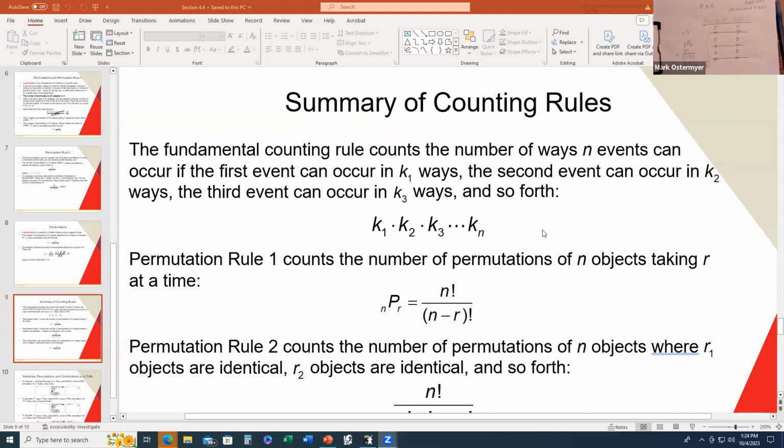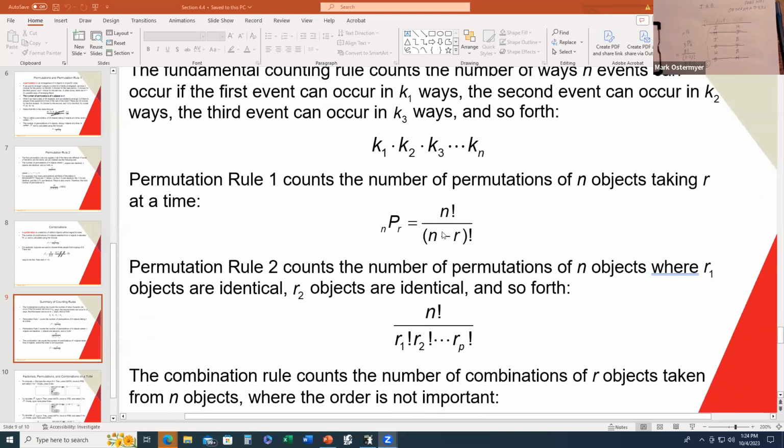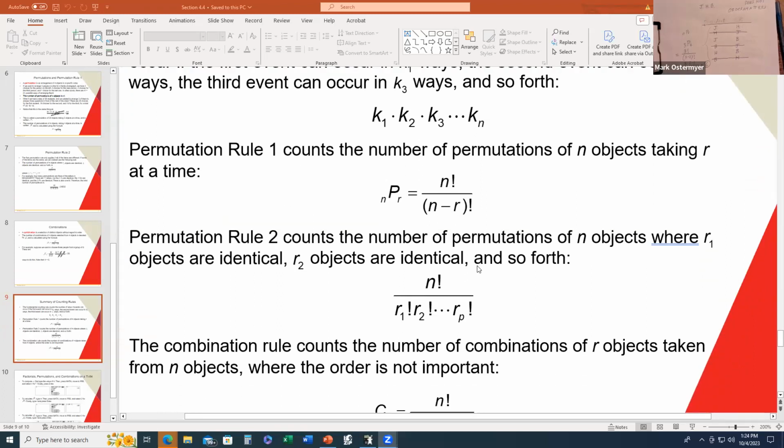Okay. Permutation rule number 1, n permuted r ways, where order matters, is n factorial divided by n minus r factorial. Permutation rule 2, the permutation of n objects where you have identical objects, like R1 objects occurring R1 ways, then you're going to have to reduce the total number of permutations by dividing n factorial by the product of the repeated objects, if you will.